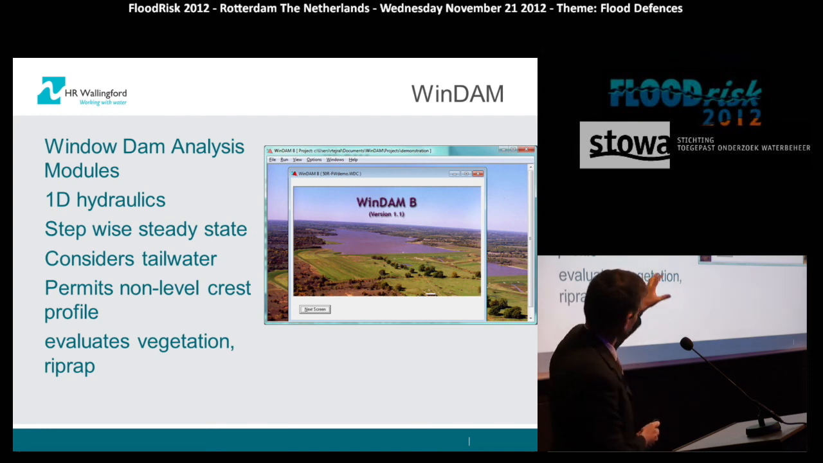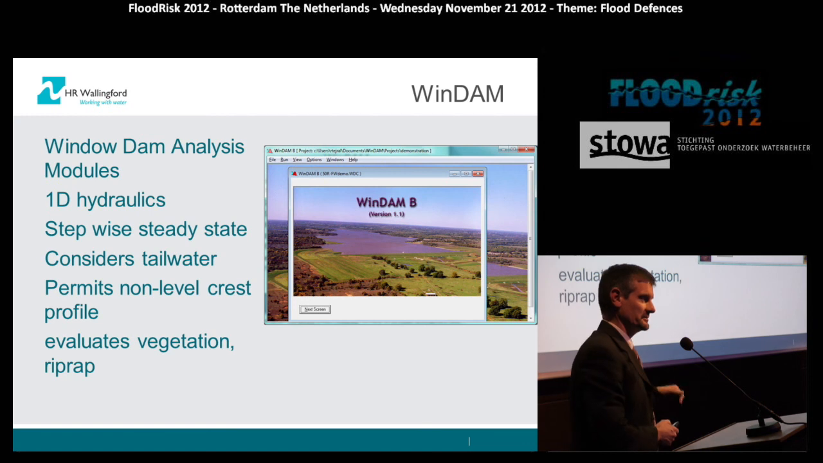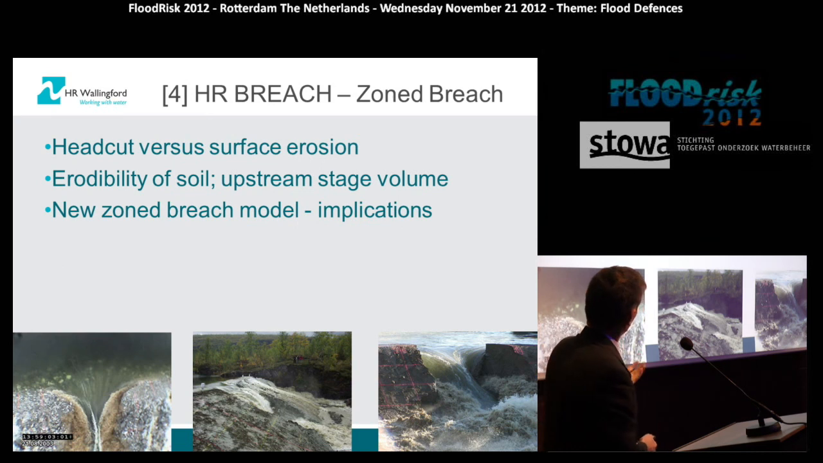That sits inside WinDam, and WinDam B is released in the public domain by USDA, and that includes the reservoir itself and spillways and tailwaters and grass performance, obviously using the USDA grass performance instead of the Syria grass performance. So HR breach, I'll briefly cover the zone breach model, looking at head cut versus surface erosion, how erodibility of the soil versus the upstream stage volume relationship becomes important, and then the new zone breach and the implications that has on modelling.